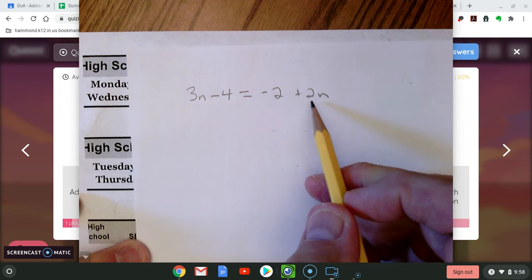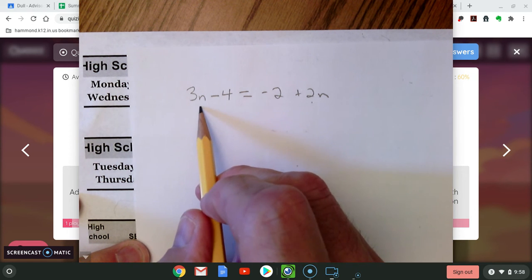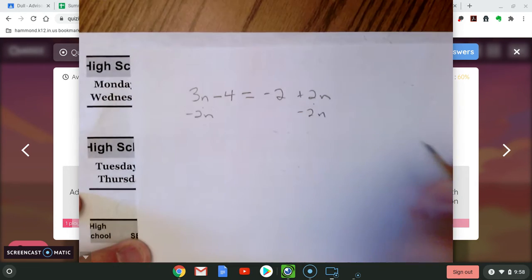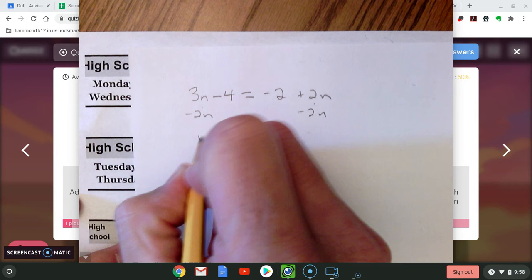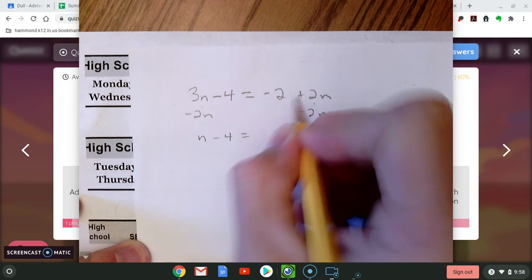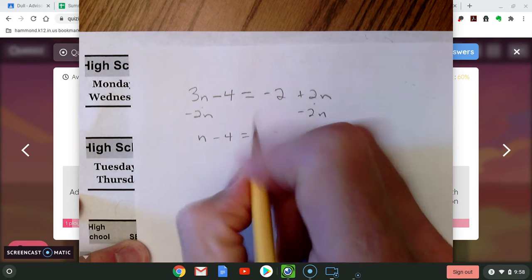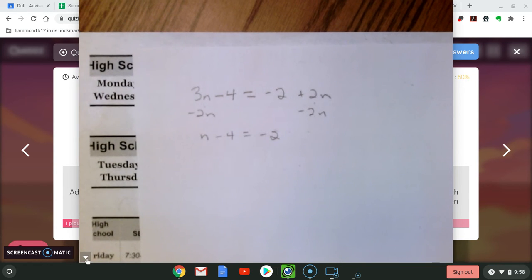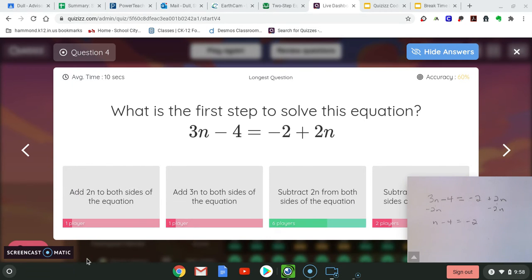So I look at this and I go, well, if I subtract 2n from both sides, that will leave me with 3n minus 2n is 1n minus 4. 2n minus 2n goes to 0, so this side has just negative 2. One of the things that we've talked about in a couple of my classes is this idea of being able to use your test-taking skills to work your way through these types of problems.